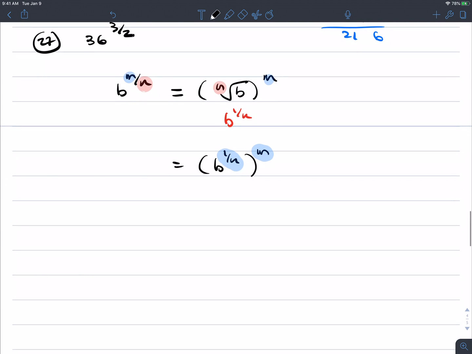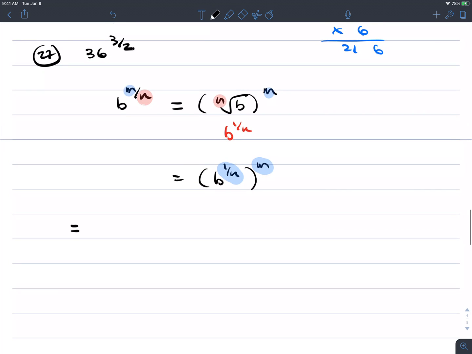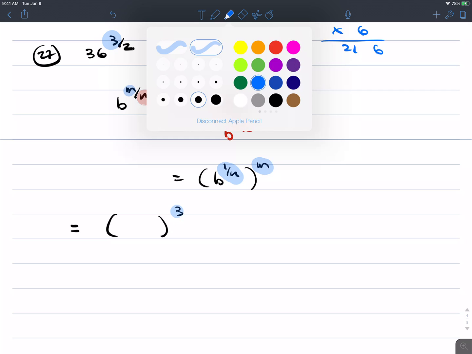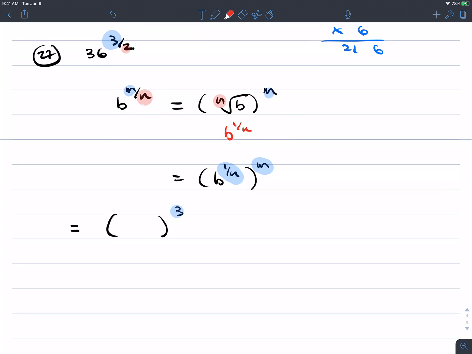So you have now 36 to the, take a look. That's the 3rd power. That's going to go outside here. Is that right? And then if you look at this index of 2, or the denominator, which is 2 here, that means you're going to have the square root of what? 36.